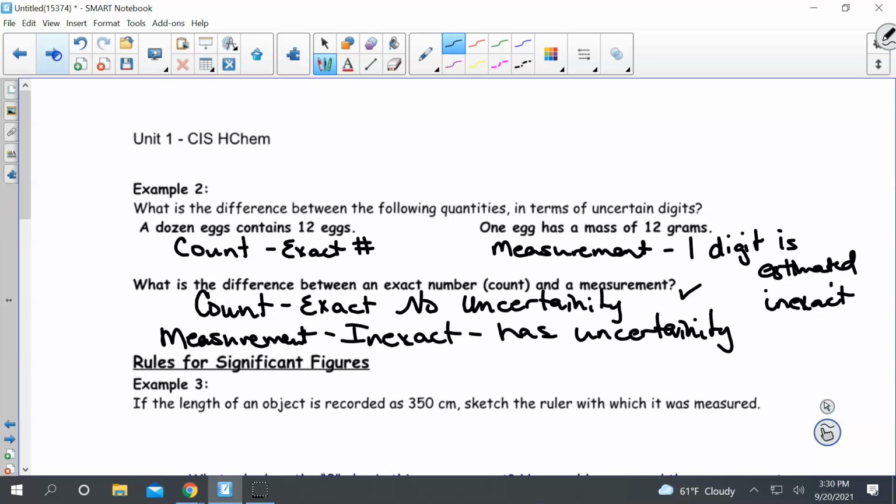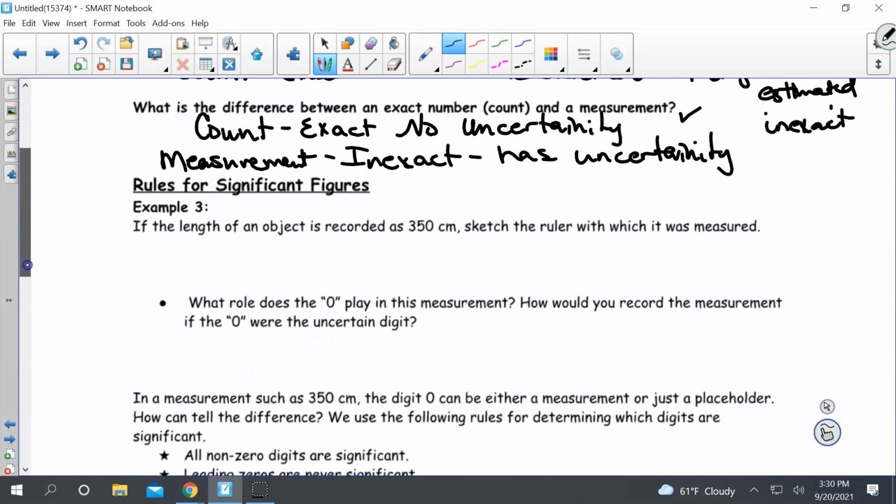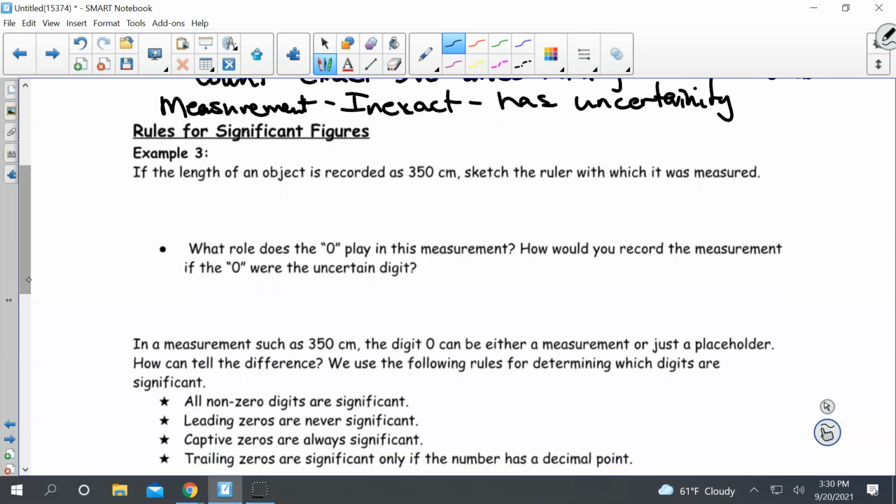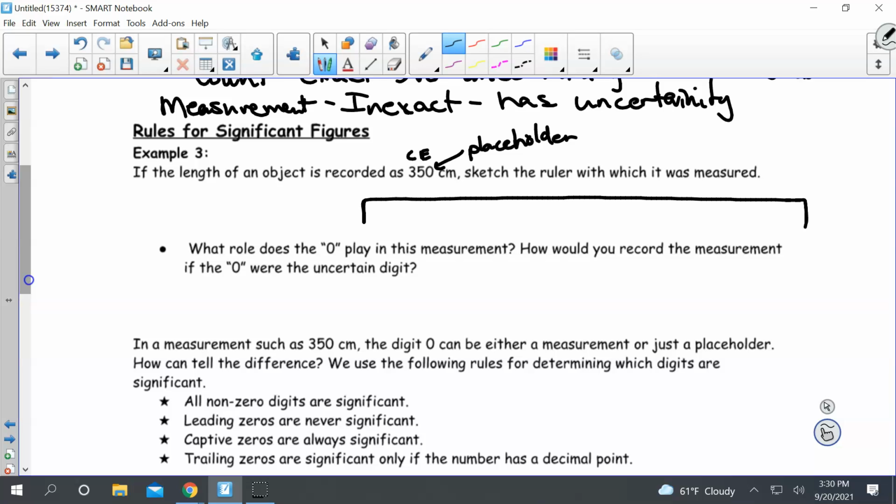Okay? So, on this next one, if I had the length of an object is recorded to be 350 centimeters, they want you to sketch the ruler. So in other words, if it's written like this, this is certain and this is estimated, and this 0 here is just a placeholder. It's just holding the place for the ones place. Okay, so if I was to sketch this, it would look something like this. So the hundreds are marked, those are certain, the 200s, the 300s, and then there's 400. That's all the markings that would be on there, because you're estimating the tens place.